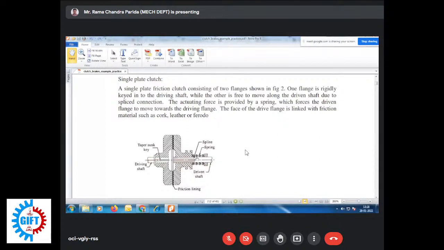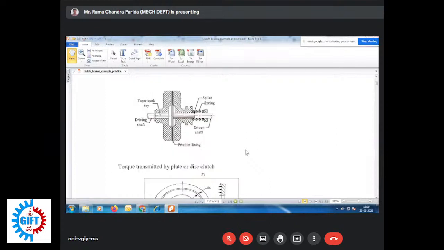So spring you can see. The actuating force is provided by the spring, and this actuating force drives the driven shaft. Okay, and the face of the driven flange is lined with a material such as cork, leather. So in between this you can find this friction material such as cork, leather is provided.